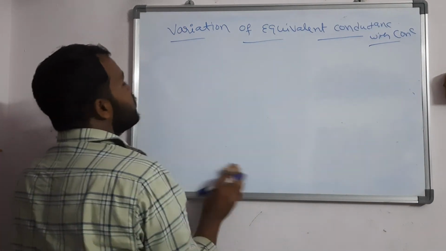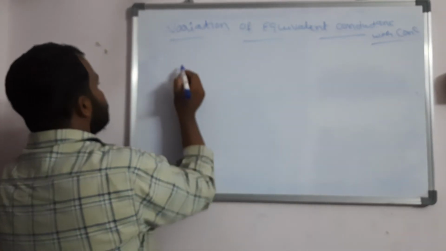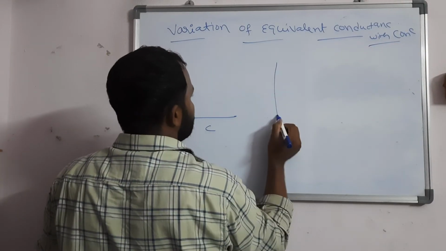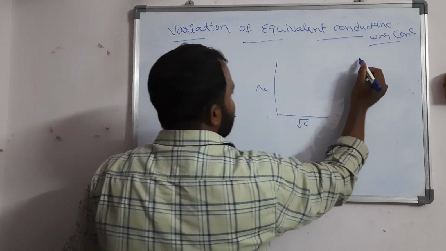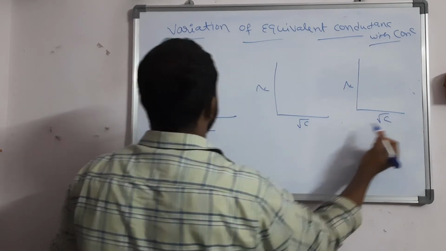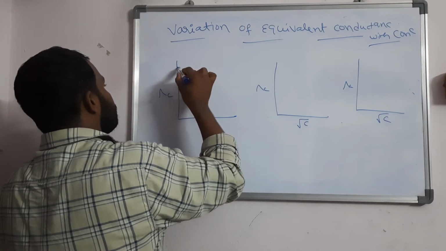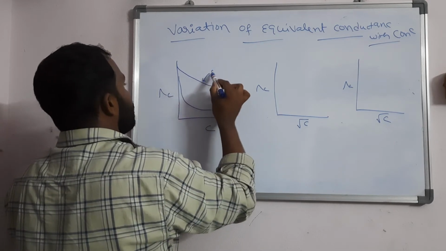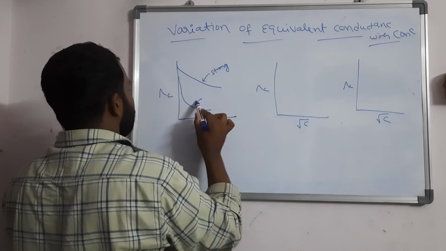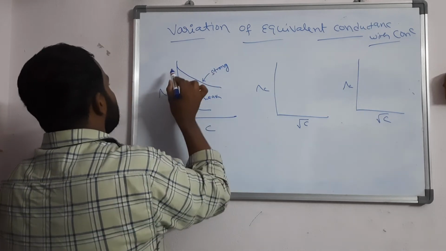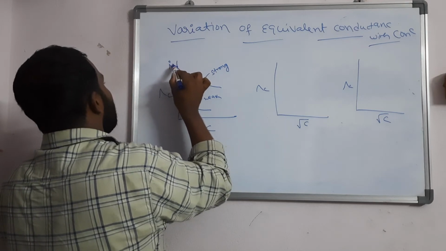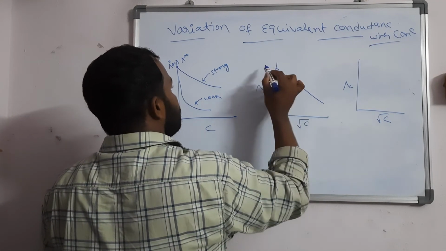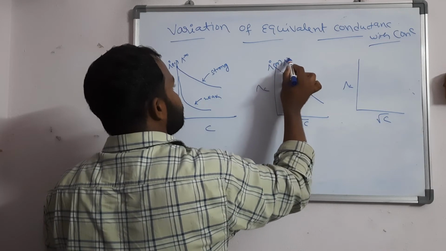So now we will come to our topic, variation of equivalent conductance with concentration. First I am writing the graphs. This is lambda C versus root C. Right. This is strong electrolyte. This is weak electrolyte. Right. This is what? Lambda naught or lambda infinity. This is lambda 0 or lambda infinity.